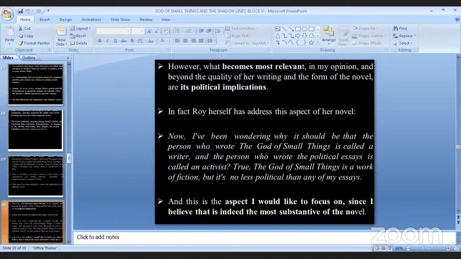And the other two victims of oppression are Mamachi and Baby Kochamma, where they fit into the oppressive family system and blatantly victimize Ammu. They become her active oppressors.